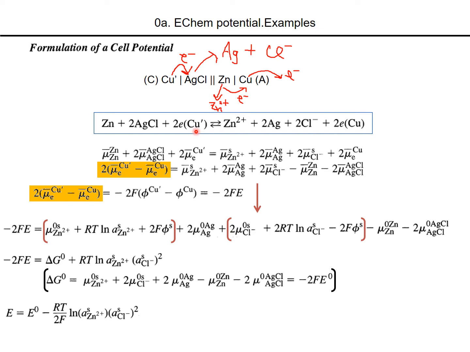to set up the electrochemical potential balance equations. Then here we go. Zinc, silver chloride, and electron from copper prime goes to zinc 2+, silver in the silver phase, and chloride minus in solution, and electron to the copper. Okay, then let me try to get together the electron term. This one, and where is it? This one. Then we have this one. What is that?